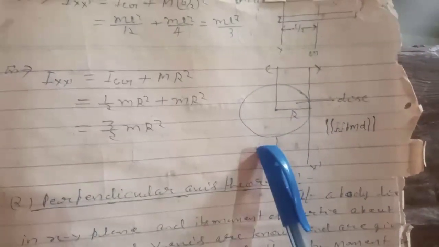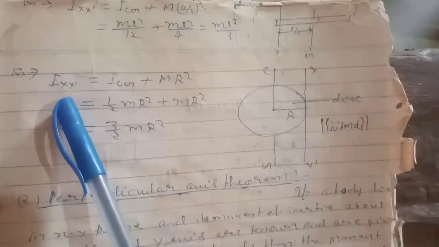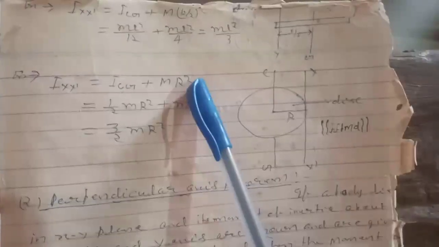Again here, from the parallel axis theorem, this is a disk and this is the CG axis which passes through the center of gravity of the disk, and this is a parallel axis y'. Then Ixx' = Icg + mr^2, and Icg = 1/2 mr^2 + mr^2 = 3/2 mr^2.